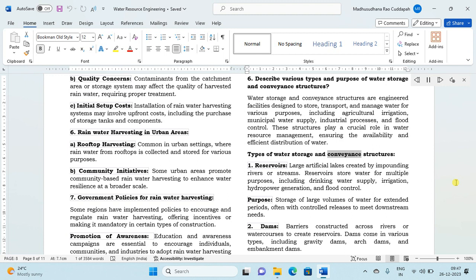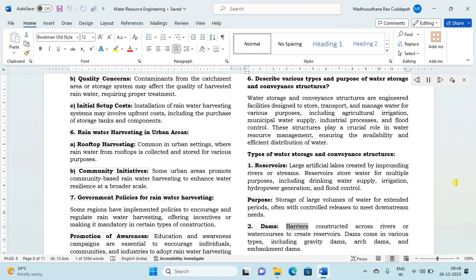Types of water storage and conveyance structures. 1. Reservoirs, large artificial lakes created by impounding rivers or streams. Reservoirs store water for multiple purposes, including drinking water supply, irrigation, hydropower generation, and flood control. Purpose: storage of large volumes of water for extended periods, often with controlled releases to meet downstream needs.